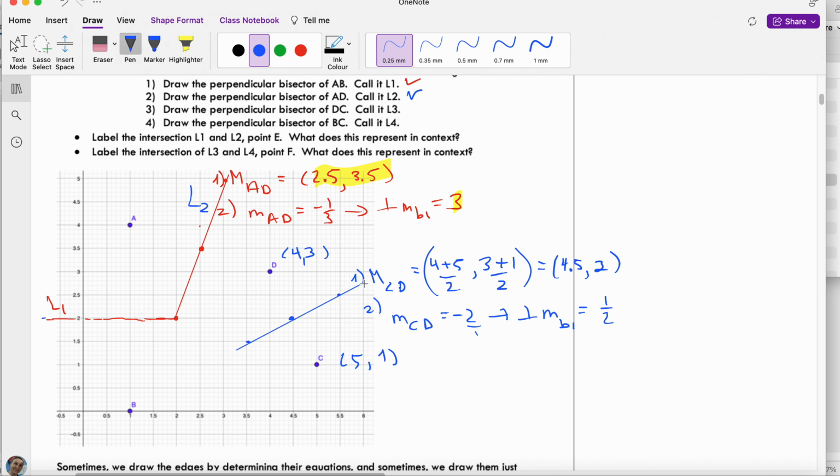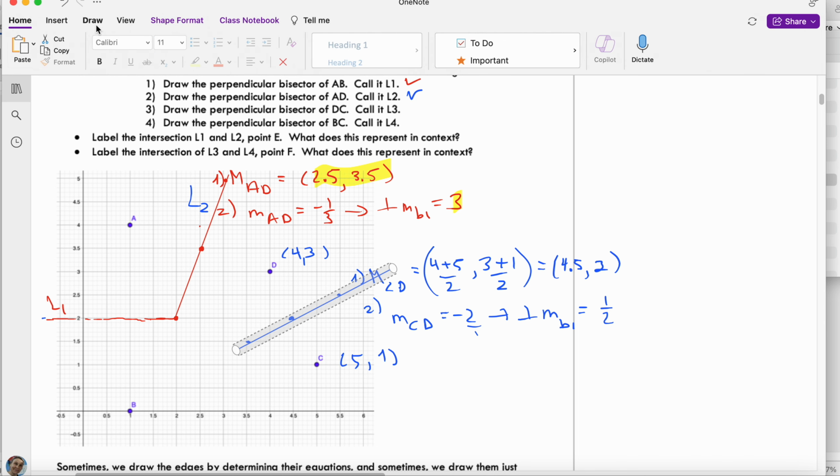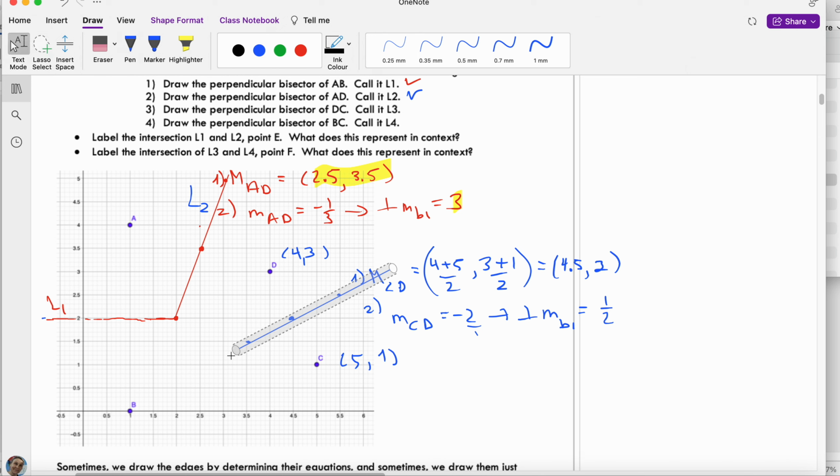This is your new edge, okay? How far are we gonna drag this? Again, I'm just gonna drag this long just to show you that it doesn't matter. And then we're gonna shorten it after, okay? So what we've done though is we have, this is our L3.